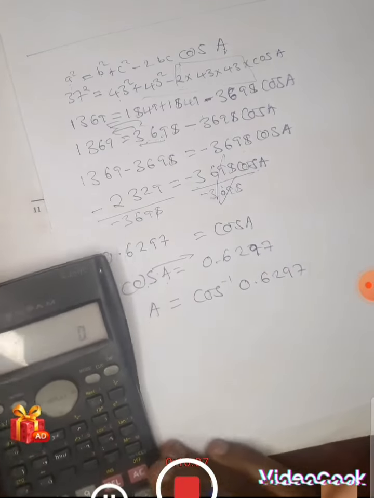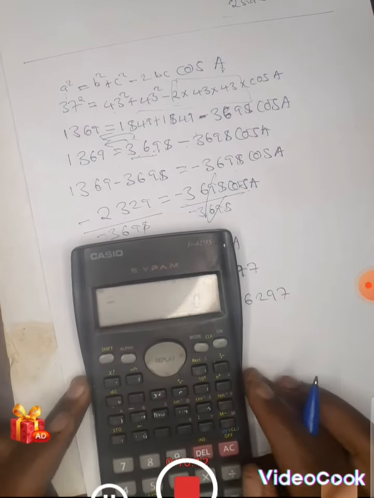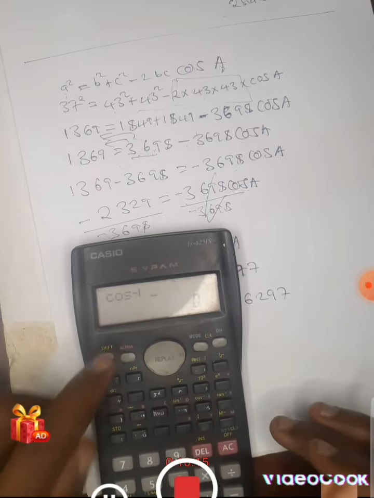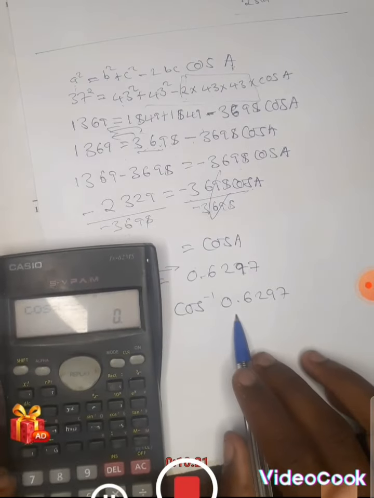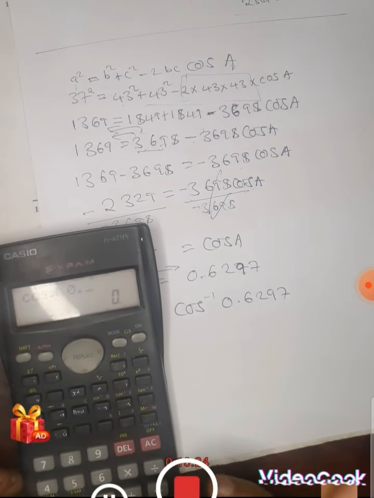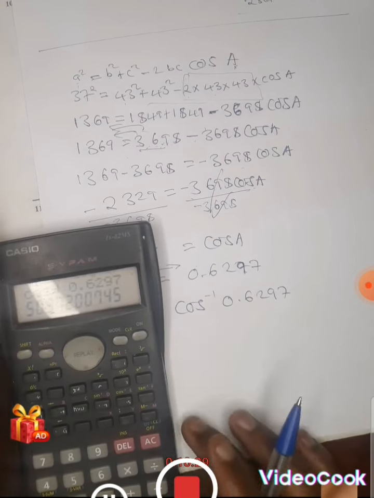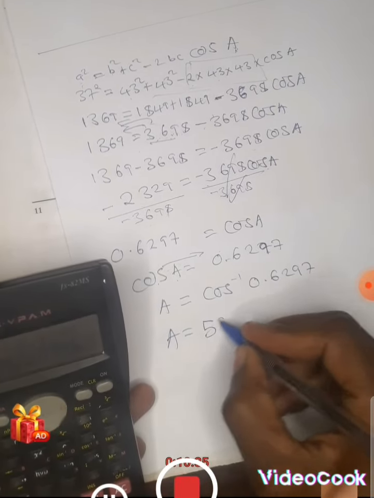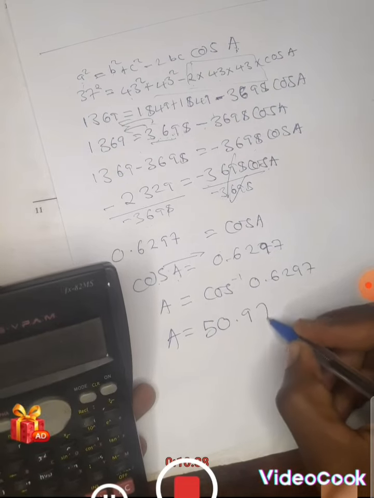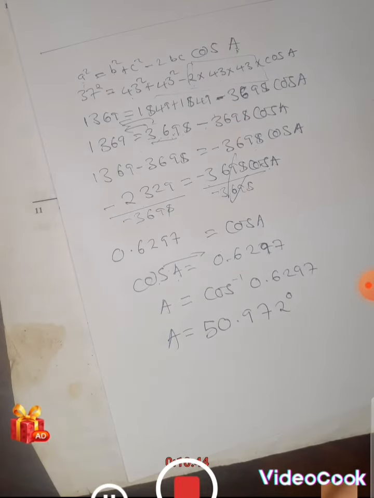Just for the sake of others, you place cos inverse. First you go on shift, you place shift and you go where cos is to give you cos inverse. You can see the power -1 there. And now write this number which is here, 0.6297, and place equals, it is giving us A is equals to 50.972 degrees.